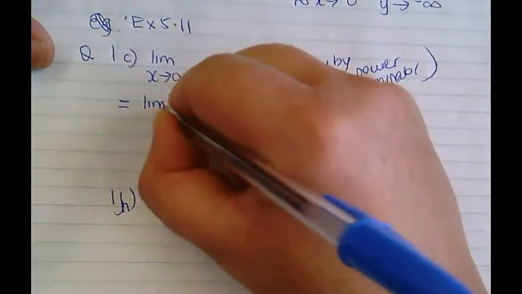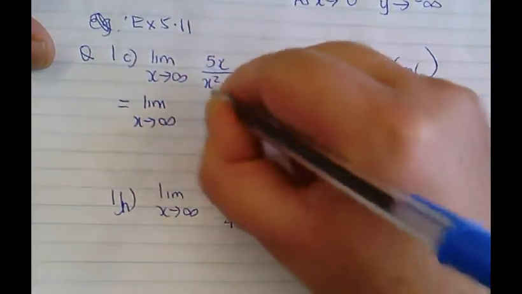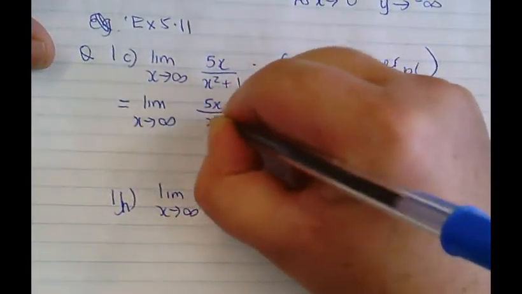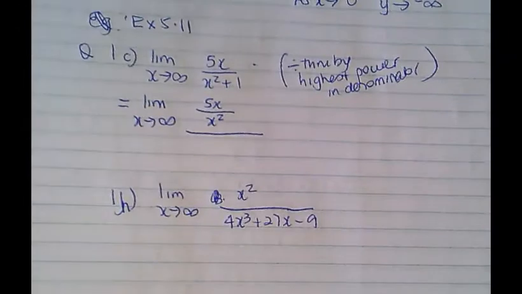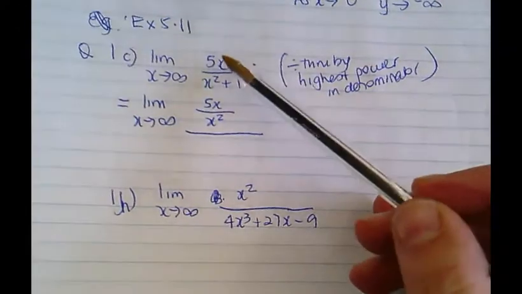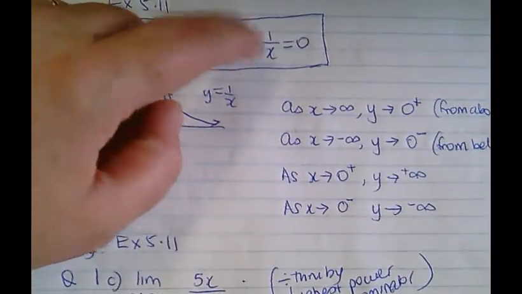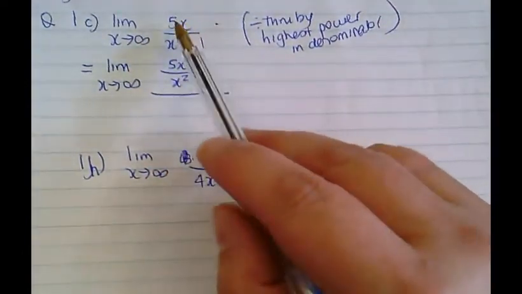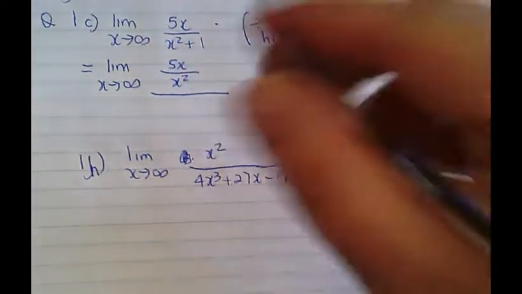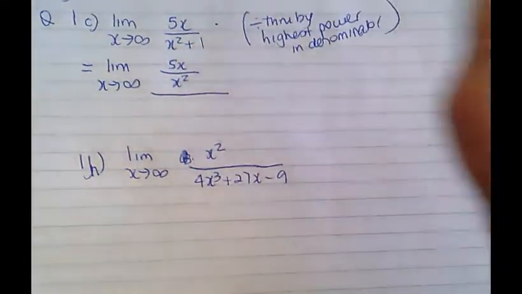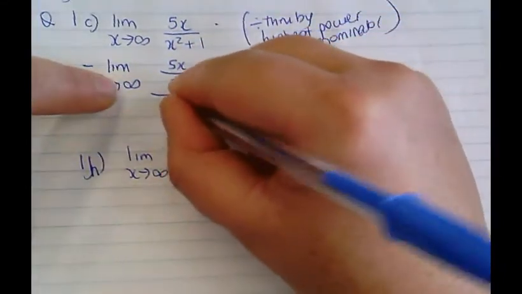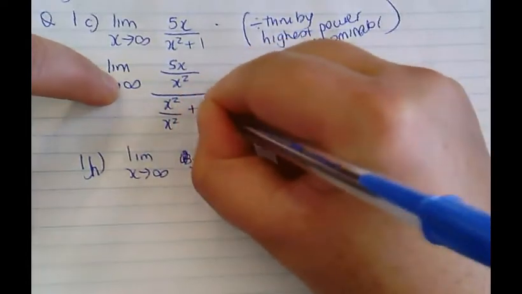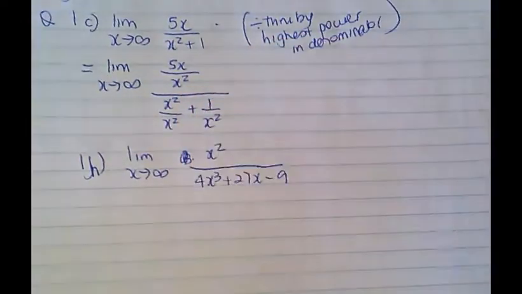So we get limit as x approaches infinity. Each of these terms needs to be divided through by x squared. Are we okay with this? We can't substitute. We want to use the result, limit as x approaches infinity of 1 on x equals 0. I can't use that result with what I've got. So limit as x approaches infinity for 5x over x squared plus 1. I need to divide each term by the highest power in the denominator. So I'm dividing each term by x squared. Are we okay with that?